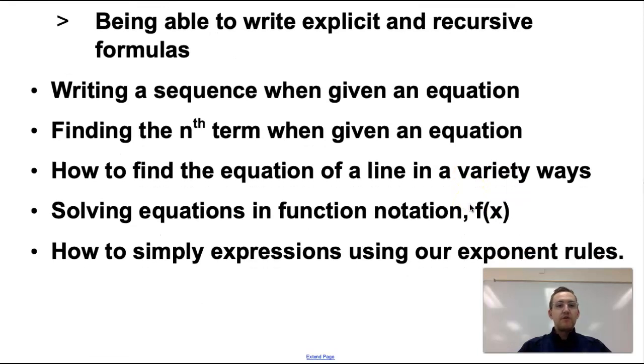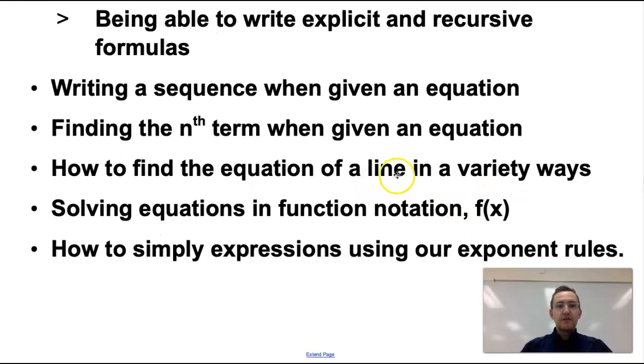Then a couple other review topics on the test, these last three. First, hopefully we know this from Chapter 2, but how to find the equation of a line in a variety of ways, whether it's between two points, or given one point, where we need to find the slope and the intercept. Then, a big one, how to solve equations in function notation. And last but not least, we're going to have a couple of questions on our exponent rules and how to simplify those expressions. So that's what we can expect to see on the test. Hopefully today's video is a good way to get us ready for that, because we're going to walk through some of those problems in just a second.